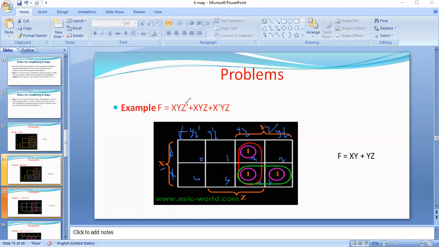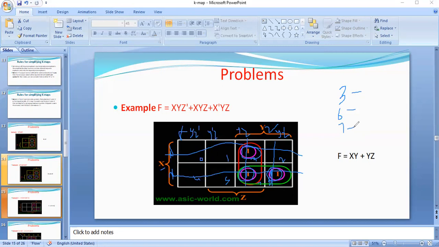See here, what is the first term? X Y Z bar. I have X in this row and Y Z bar in this column, so these two coincide at this cell, and I place 1 in this cell. The next term is X Y Z, so I place 1 where they coincide. The next is X bar Y Z, which I also represent as 1 in its cell. Only 3 minterms we have: 3, 6, 7.